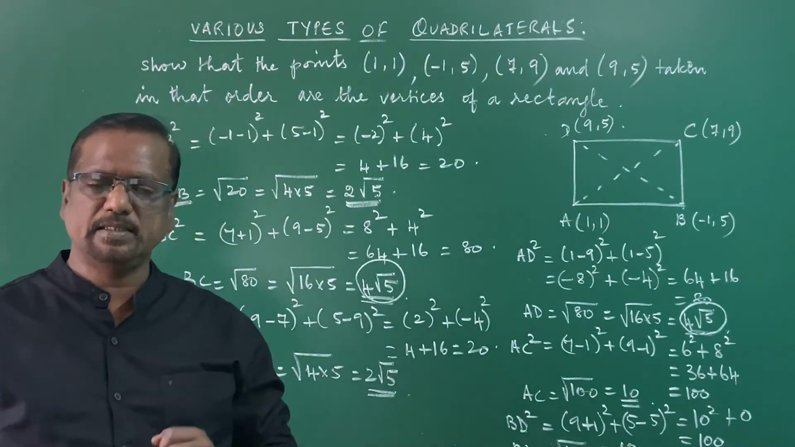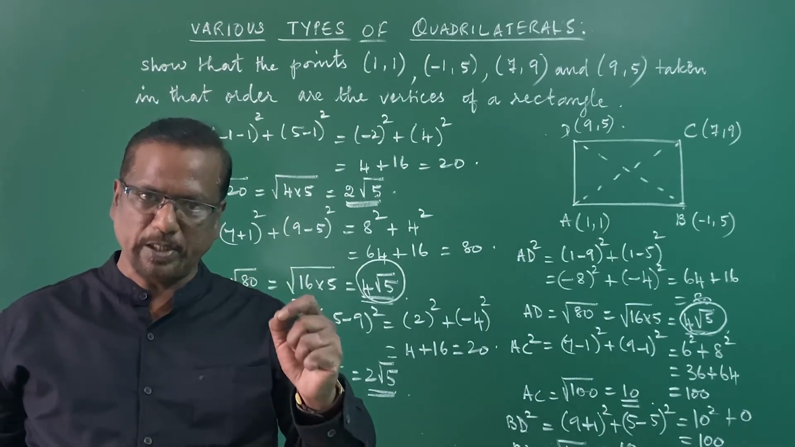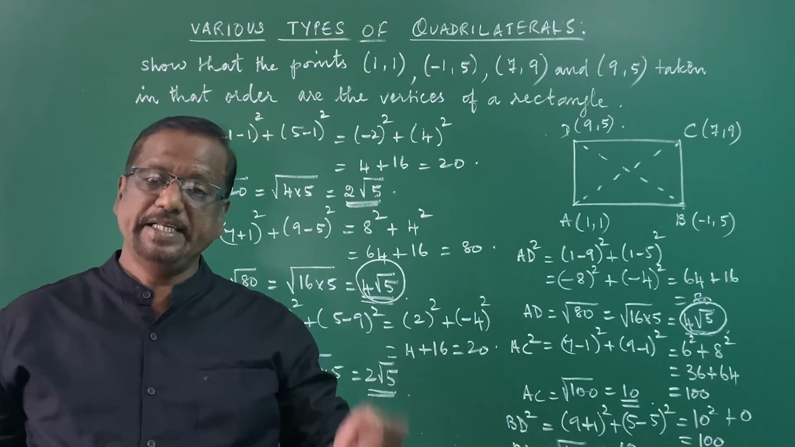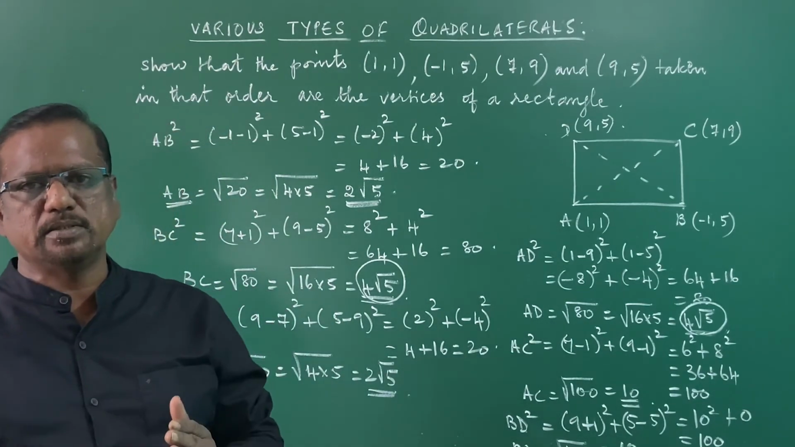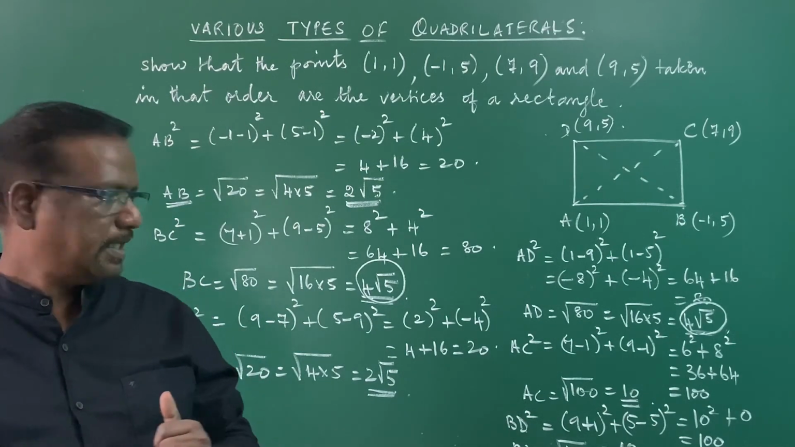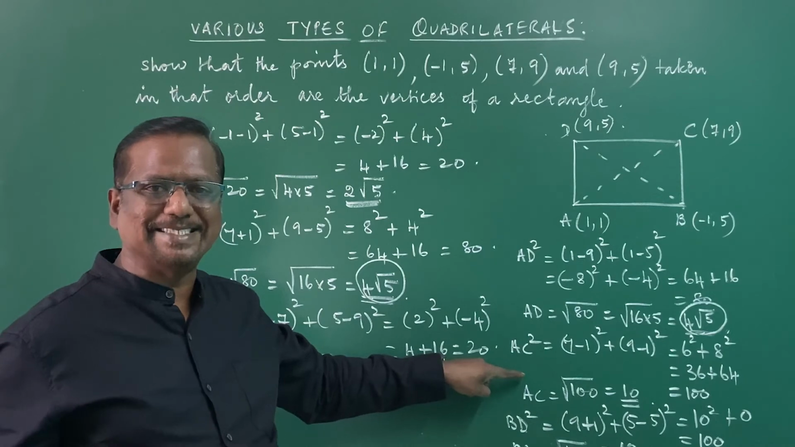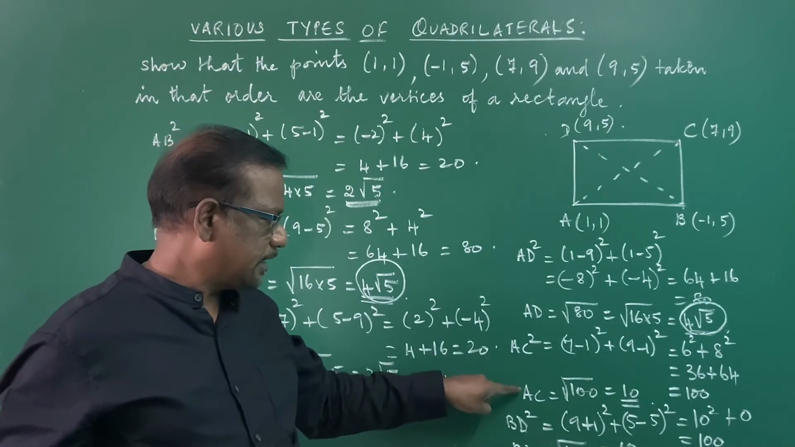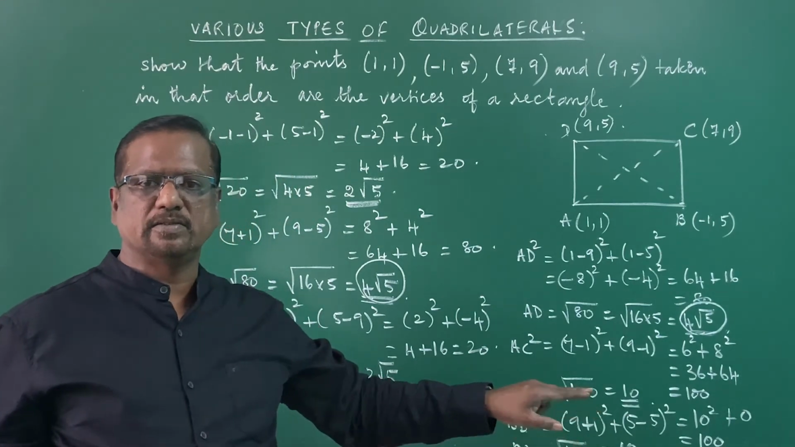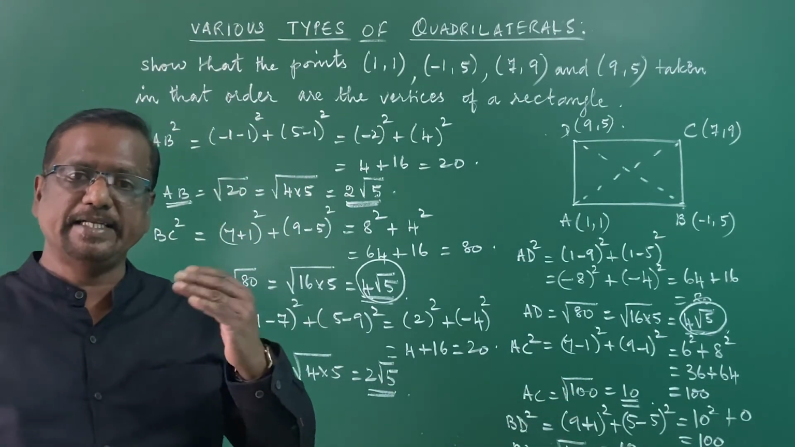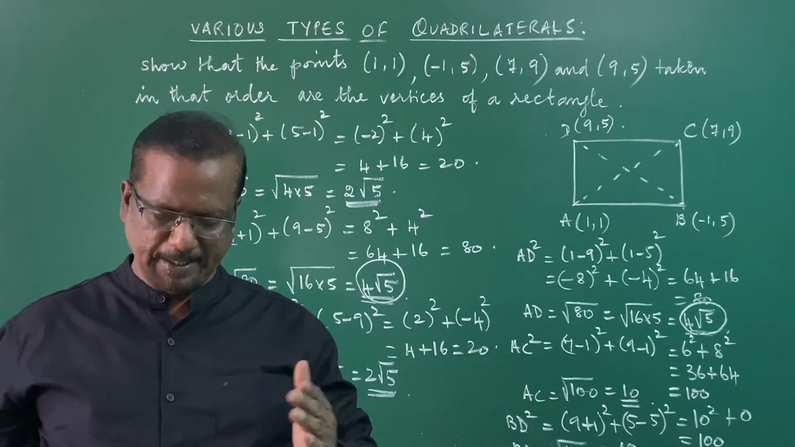In a quadrilateral, if the opposite sides are equal, it becomes a parallelogram. In a parallelogram, if the lengths of the diagonals are equal, it is a rectangle. And that is the reason we find the lengths of AC and BD. The AC is 10 and the length of BD is 10. Since the lengths of the diagonals are also equal, it becomes a rectangle.